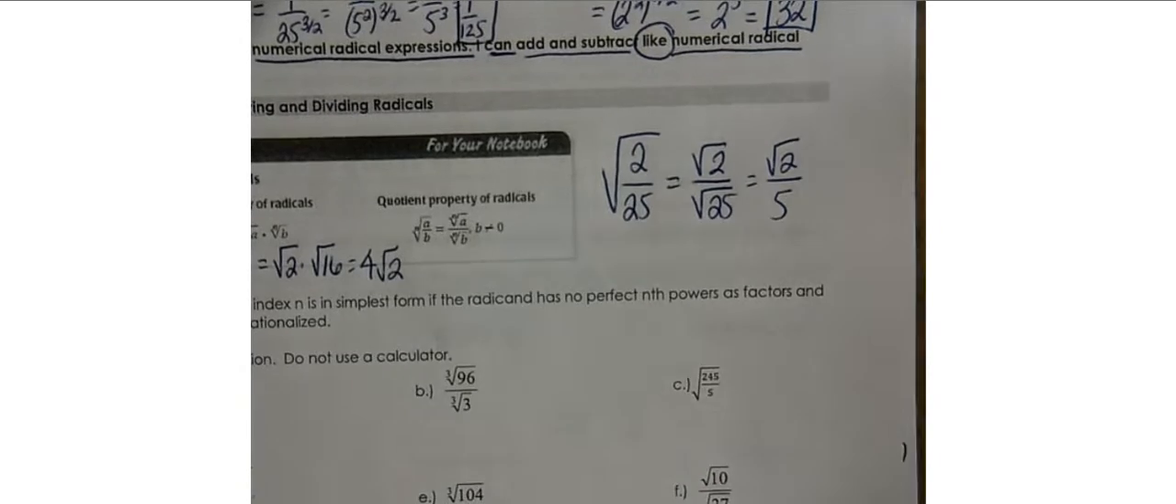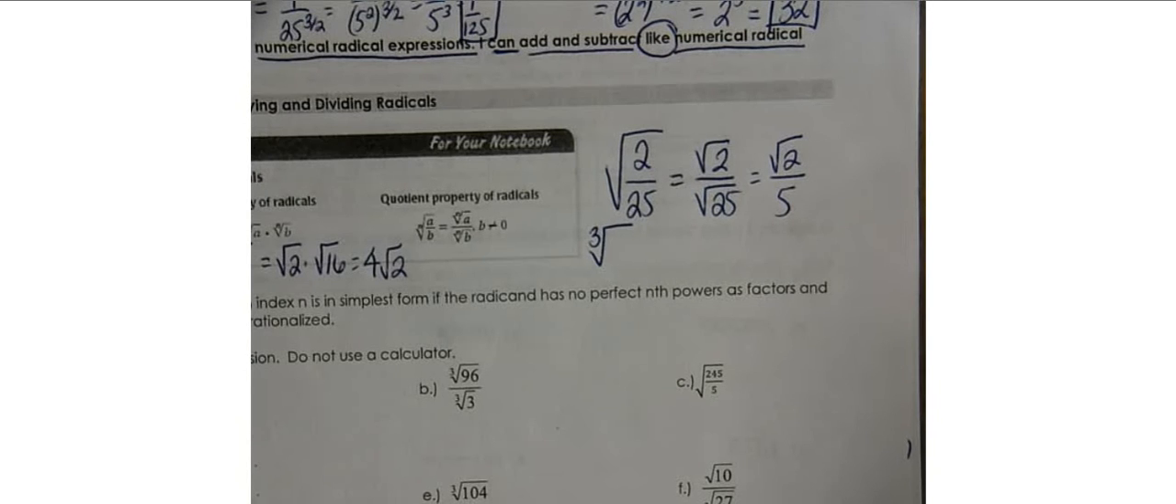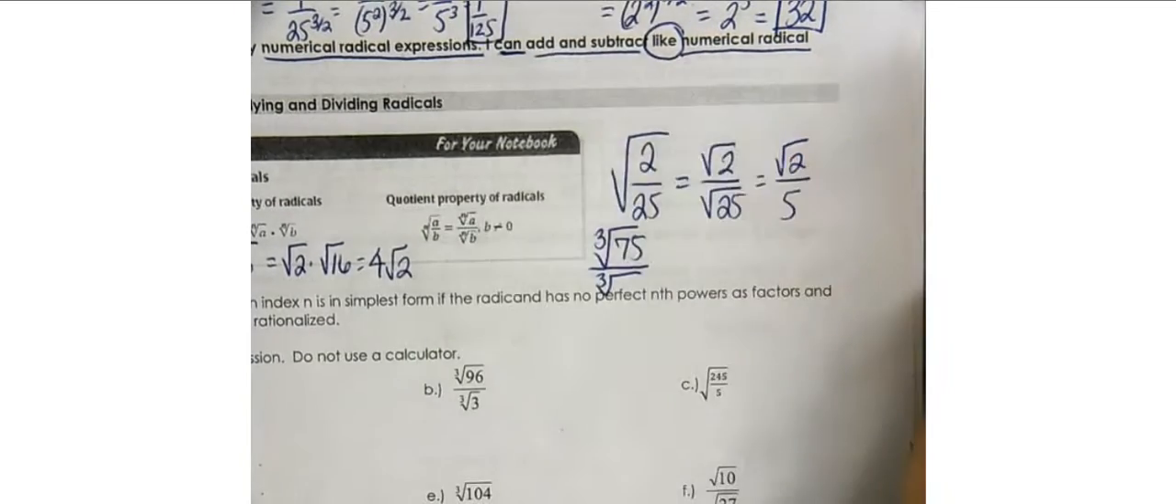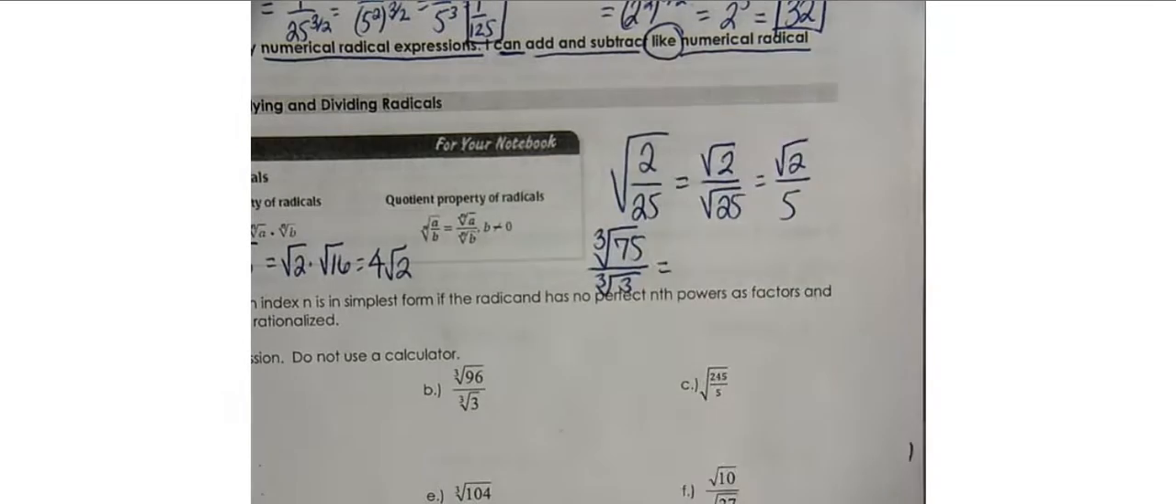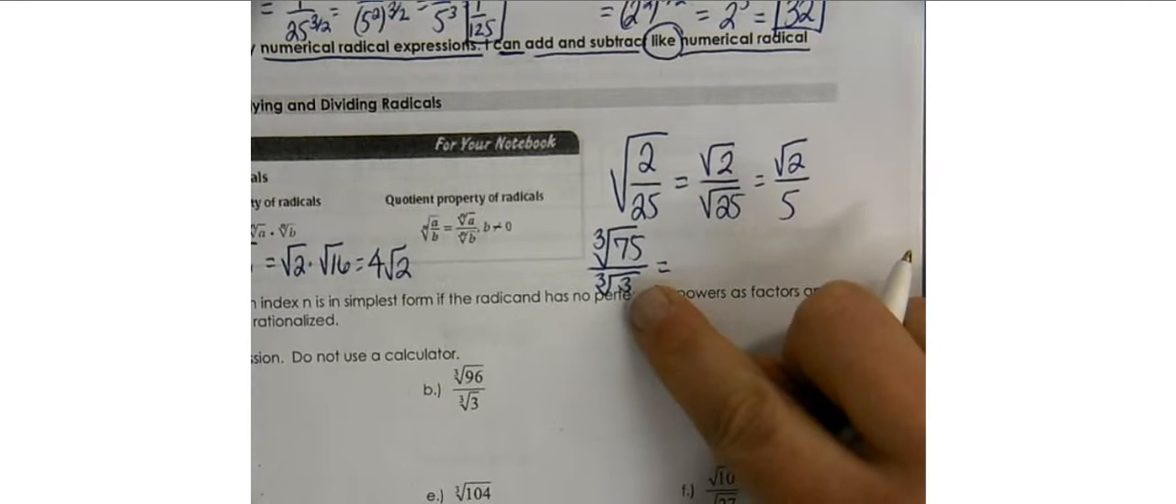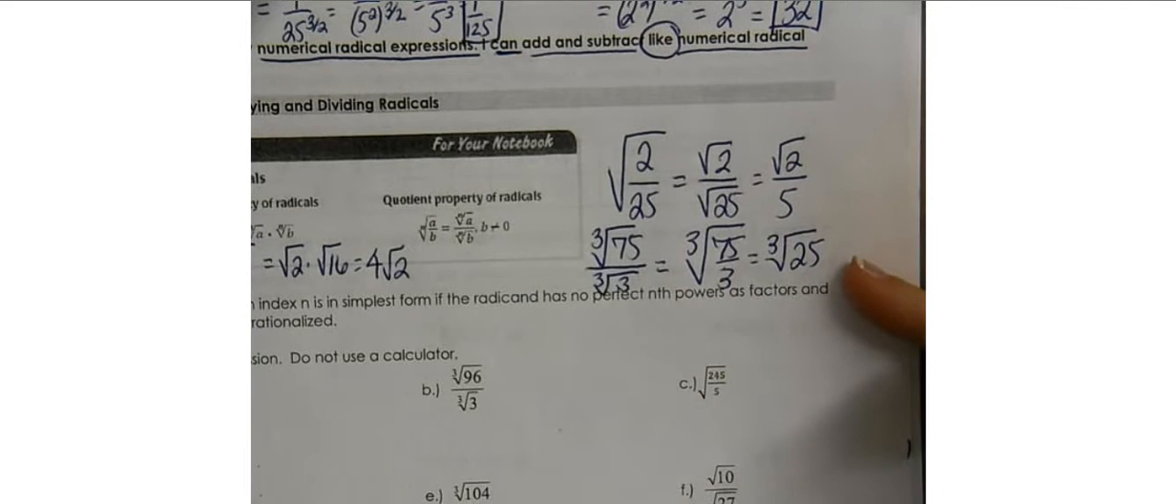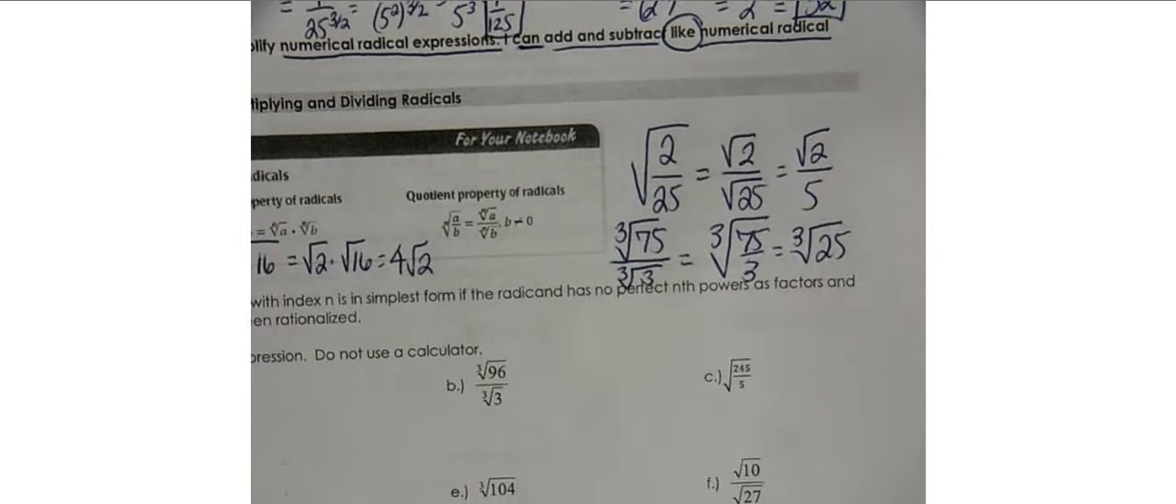Or you might end up with a problem where, let's say we were talking about the cube root of 75 divided by the cube root of 3. Then that would be equivalent because 75 and 3 are related to each other. 3 can go into 75 evenly. We would take the cube root of 75 over 3, and 75 divided by 3 is equal to 25. So this is equivalent to the cube root of 25. And there's nothing further for us to simplify because 25 is not a perfect cube number. So that's what I mean by going back and forth.